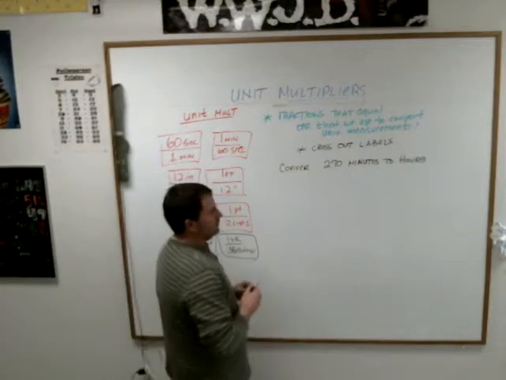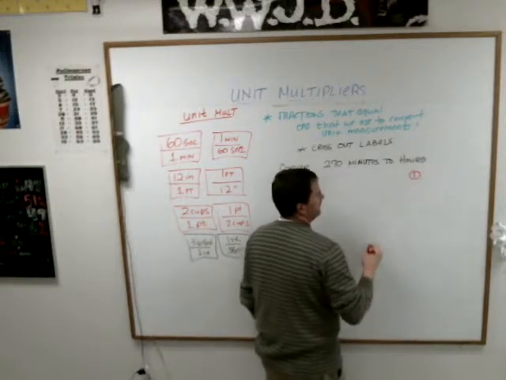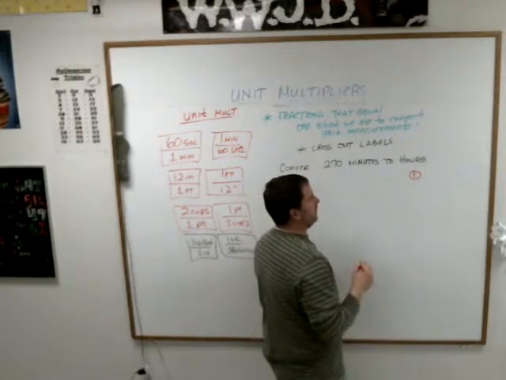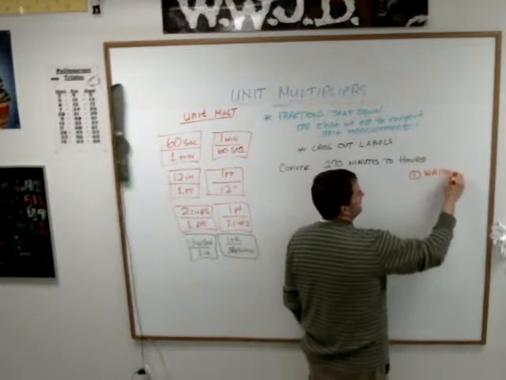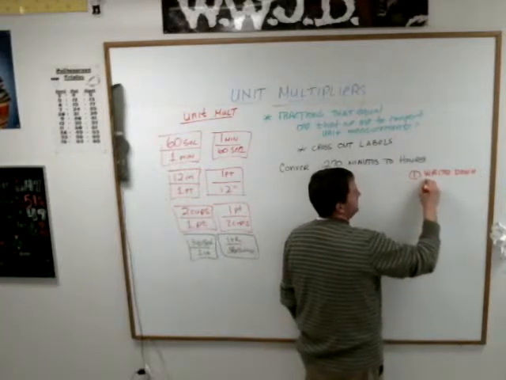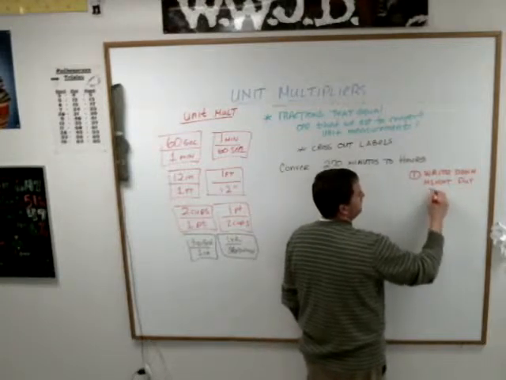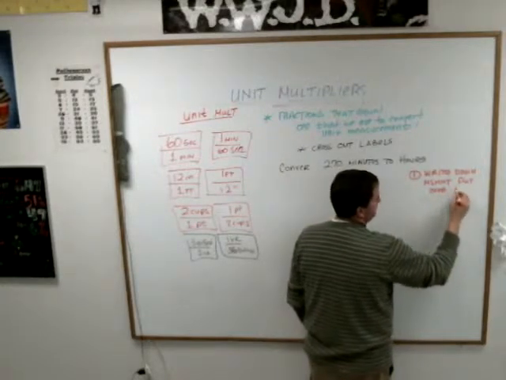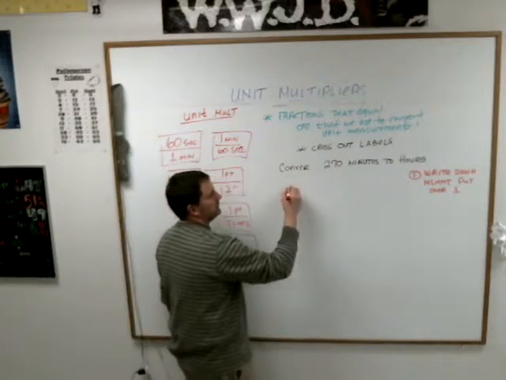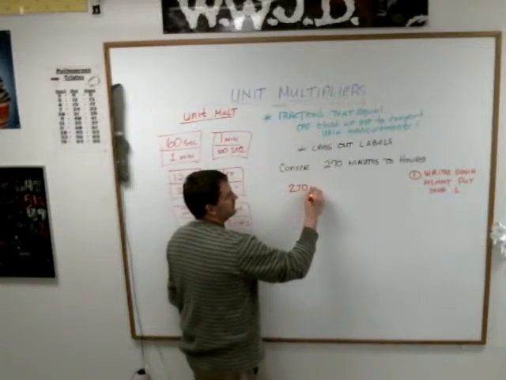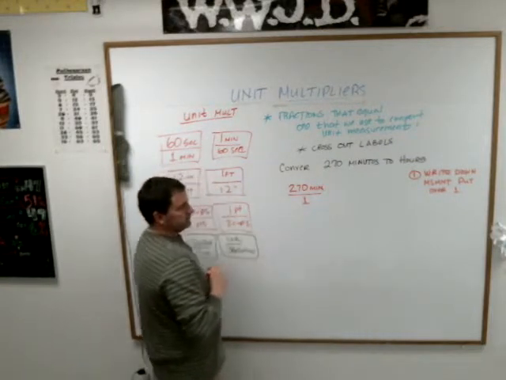Here is why unit multipliers are good for you, and here are the steps. Step number 1: the first thing you do is write down the given measurement and put it over 1. Which means I just do this. I was given 270 minutes. And again, don't just put 270, you have to put the label there, over 1.